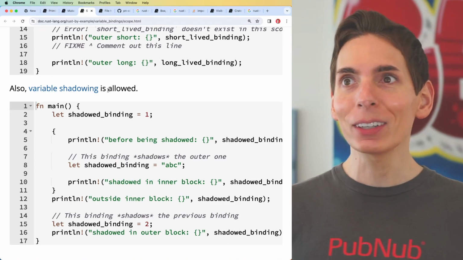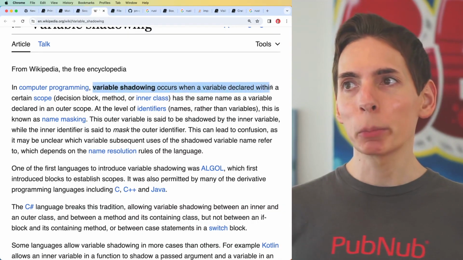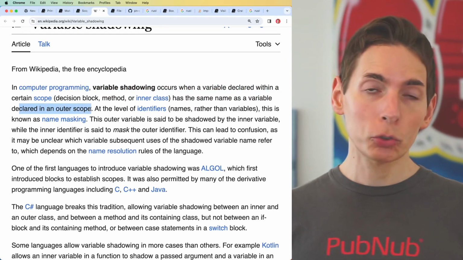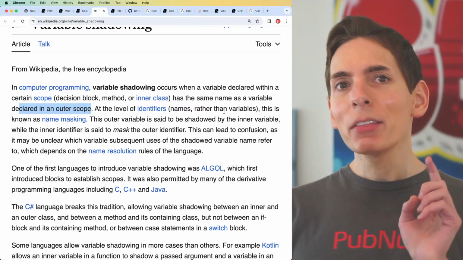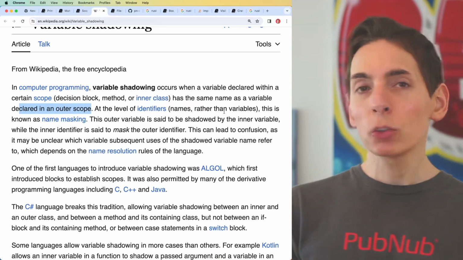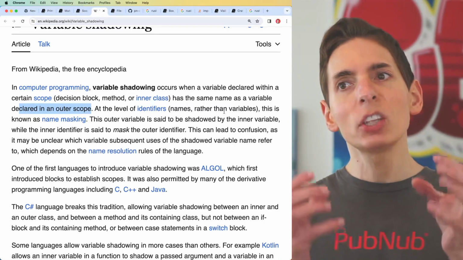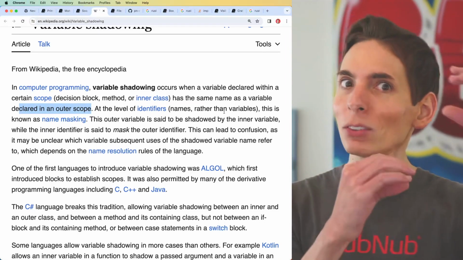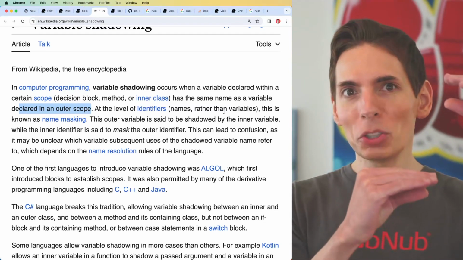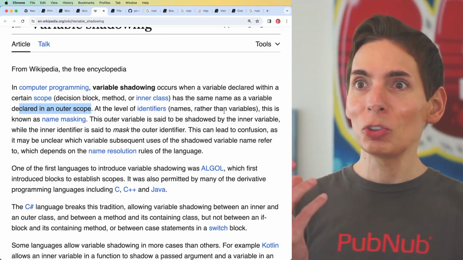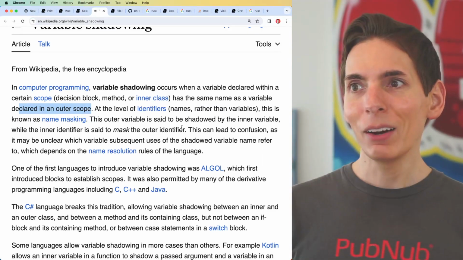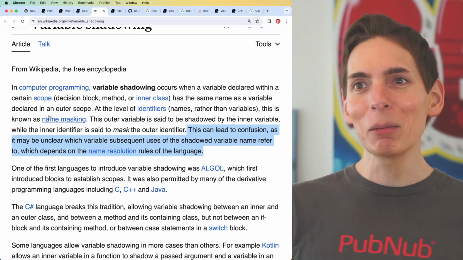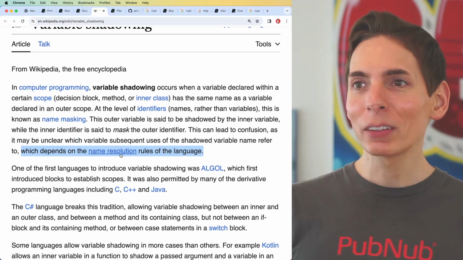Variable shadowing is allowed. Variable shadowing occurs when a variable is declared within a certain scope, like those curly braces, and it has the same name as a variable declared in an outer scope, somewhere above it. I think this is okay from a code cleanliness perspective if you are just trying to represent the same state, though it is confusing. It really is, because you're putting two things with the exact same name in proximity to each other, so it's going to be easy to confuse anyone reading the code, though it is allowed. This can lead to confusion, as it may be unclear which variable a subsequent use of the name refers to. Yeah, which depends on the name resolution of the language.